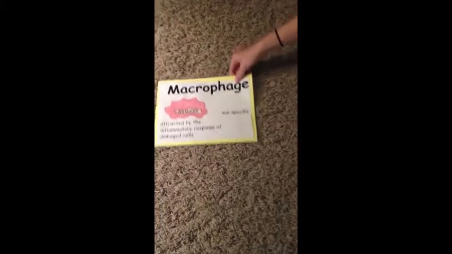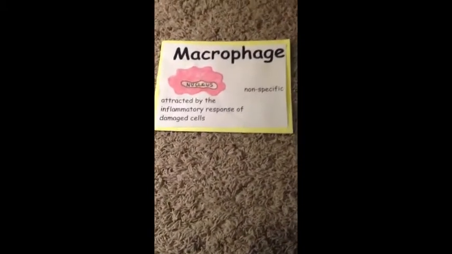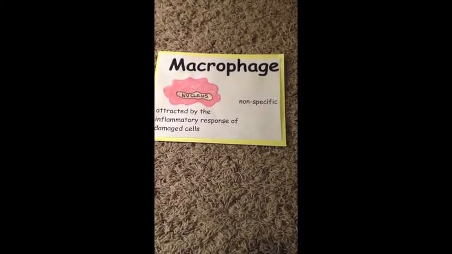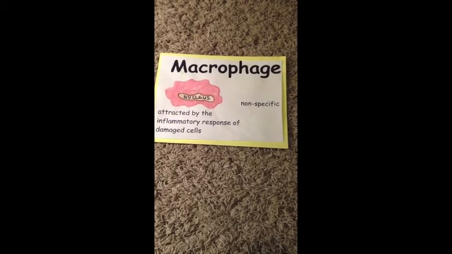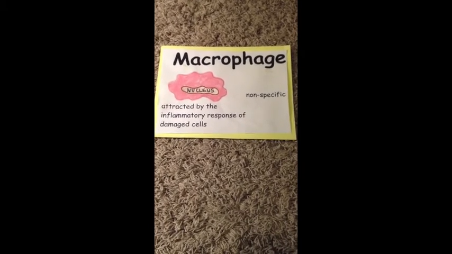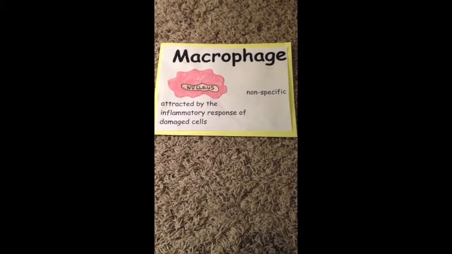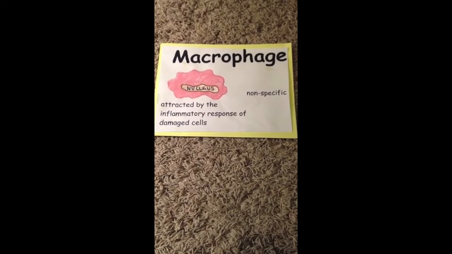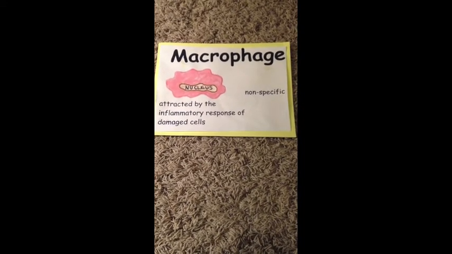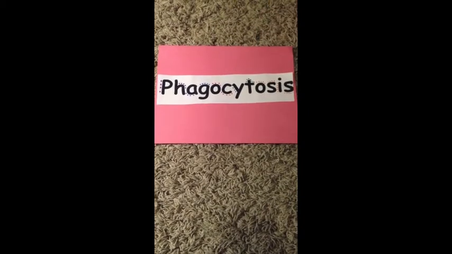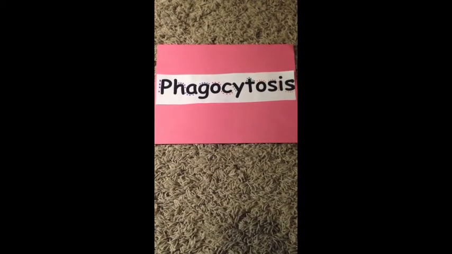Phagocytic white blood cells, called macrophages, seek out any bacteria that have entered the wound. They are nonspecific, so they target anything they don't recognize as your body's. The macrophages are attracted by the inflammatory response of damaged cells. They directly destroy microbes by engulfing them using phagocytosis.